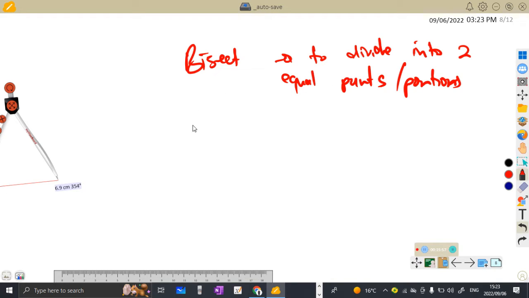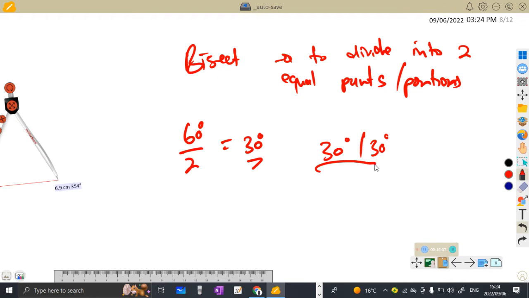So that means if I am bisecting 60 degrees, I'm dividing into 2 equal parts, so I'm going to have 30 degrees and another angle of 30 degrees. So it will be 30 plus 30 to obtain 60 degrees. The same with 90 degrees: if I bisect into 2, I'm going to have 45 degrees and 45 degrees. All right, so this is actually the case that you're going to have for these angles.